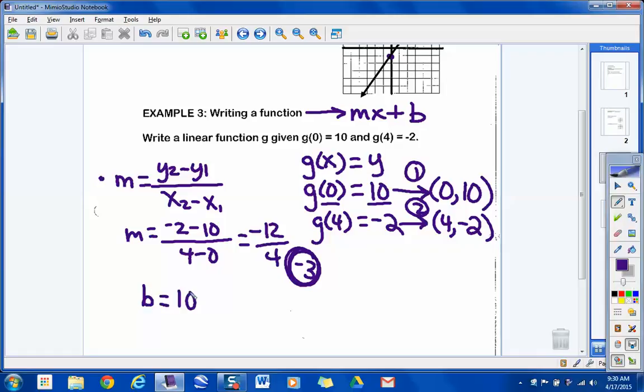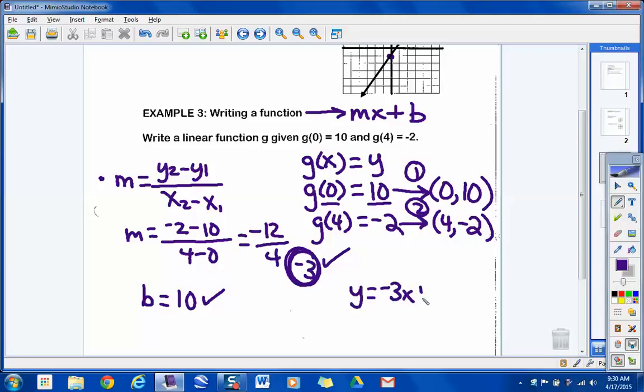If I would plot the point 0, 10, wouldn't that just be up 10 units on the y-axis? That makes that your y-intercept, right? So guys, if the slope is -3 here, and the intercept is 10, what does that make the equation? y equals -3x plus 10.